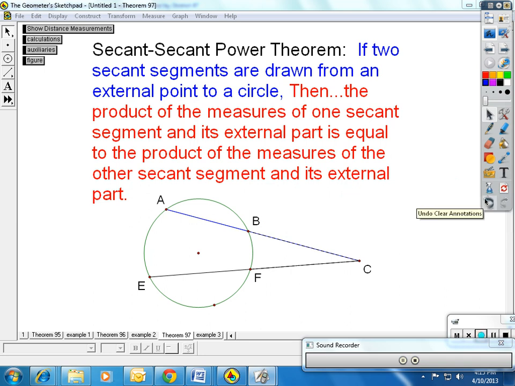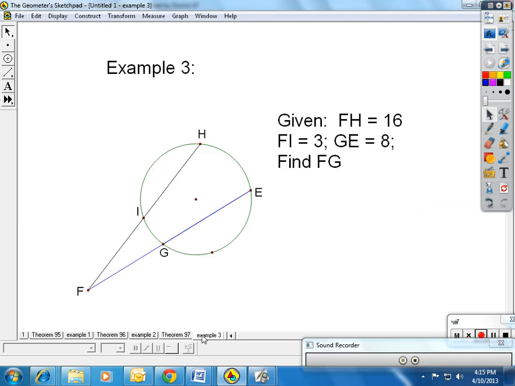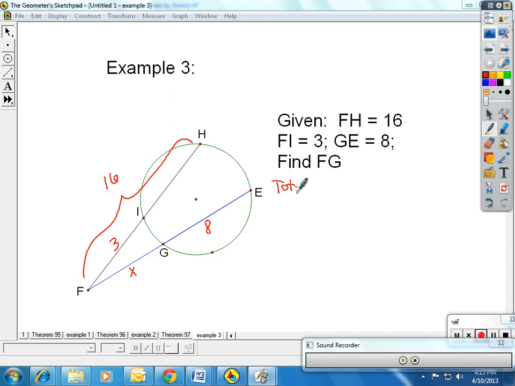Let's look at an example. Put this into context here. Put some numbers on it. So I've got FH, that is this distance here, is 16. FI is 3. GE is 8. Find FG, x. Alright. Well, my formula is the total times exterior equals total times exterior.